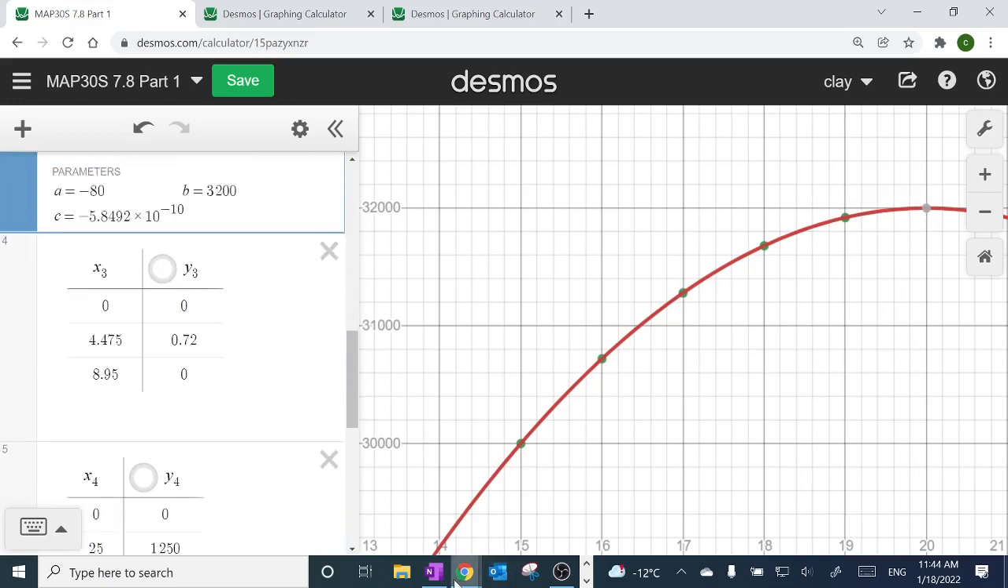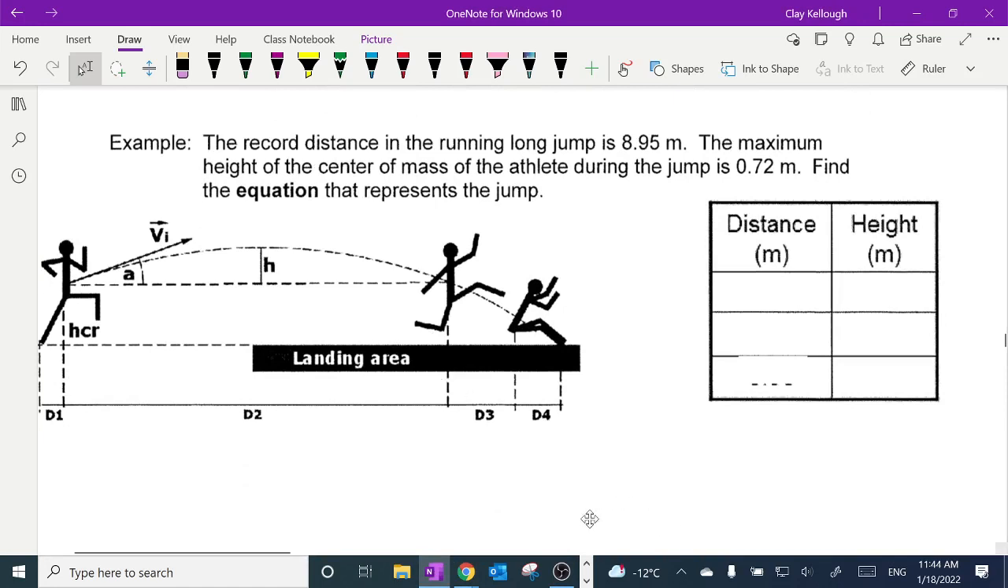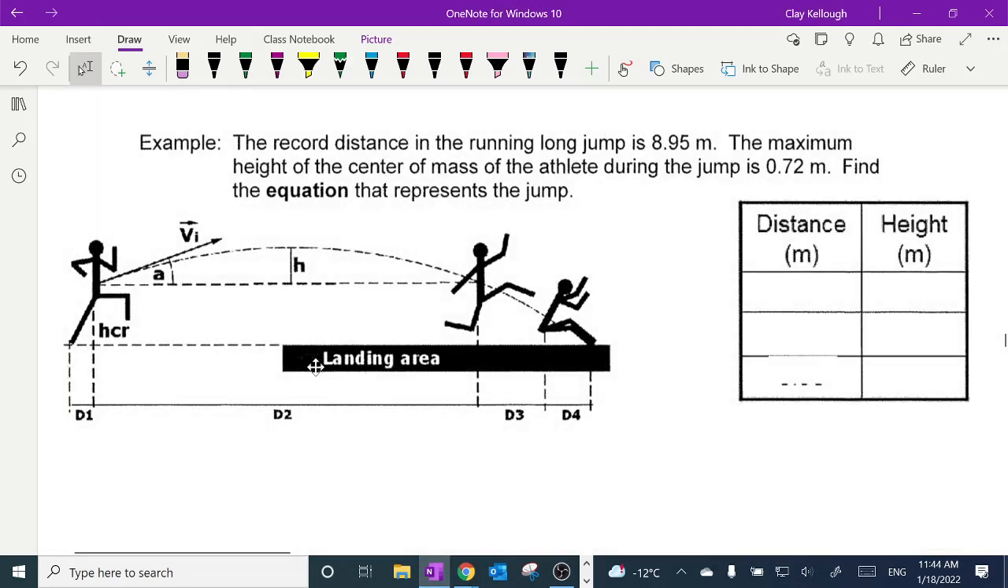Let's move on to the next one here. All right, so the next one is the record distance in running long jump. So check this out. The guy jumps. Oh, look at the physics on this with velocity vector 1 and an angle A. Oh, isn't that all interesting? You know what? None of this stuff really matters that much. Look at the numbers that it gives you in the question.